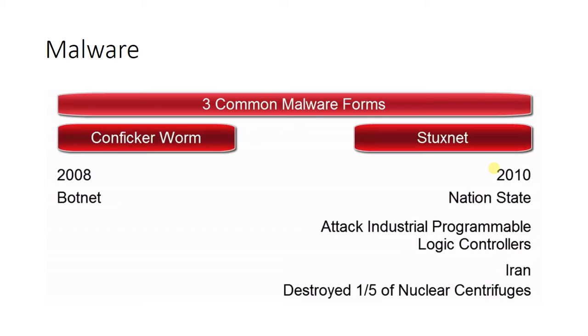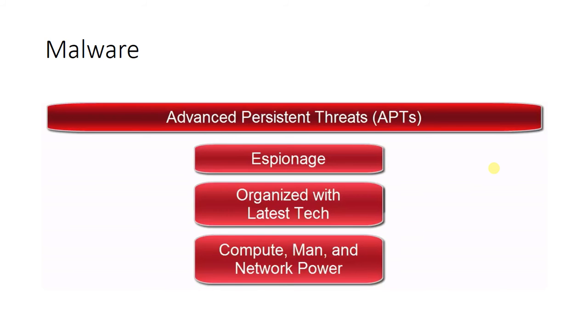Second, the Stuxnet worm. It was identified in 2010. The authors of Stuxnet were never officially identified, but it is widely speculated that only a nation state would have the resources to produce such a sophisticated worm. It was designed to attack industrial programmable logic controllers. Reportedly, it was targeted at Iran's nuclear program and was successful in destroying approximately one-fifth of the country's nuclear centrifuges. The advanced nature of the Stuxnet worm is a good lead to the concept of advanced persistent threats, or APTs.